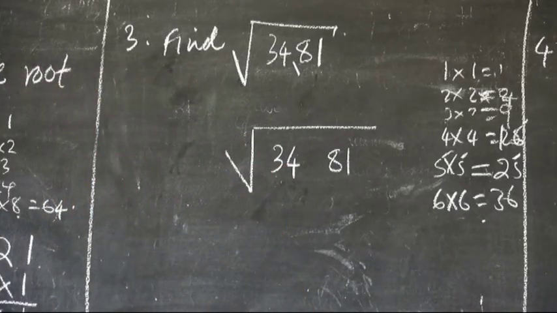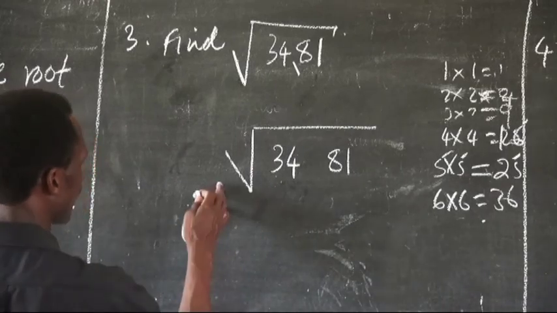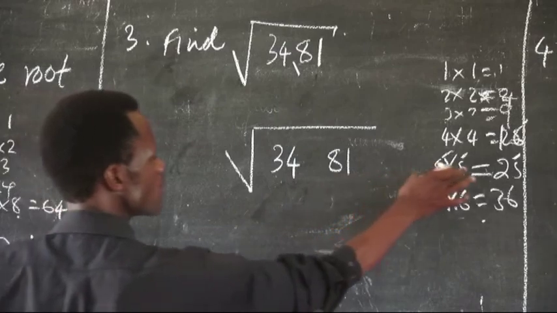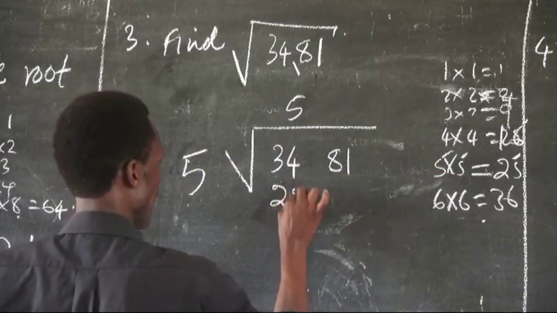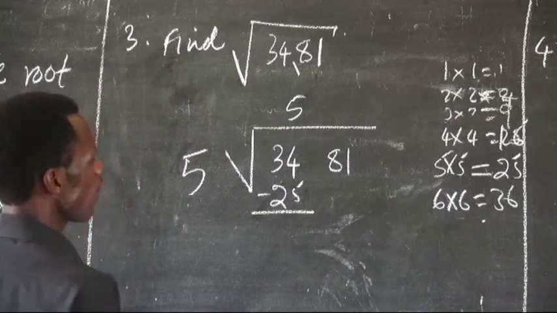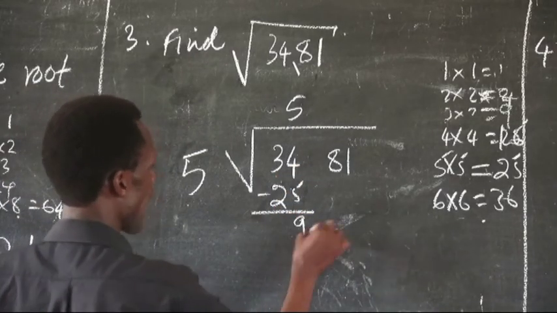Now, it is all about understanding the way that we want to do it. This is how we do. Now, it is 5 times 5, which is equal to 25. Now subtracting this one, it is 34 minus 25, which is equal to 9.